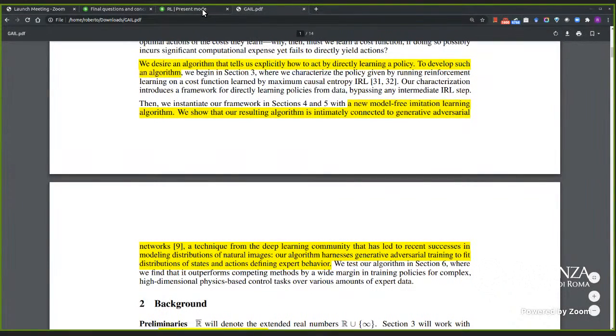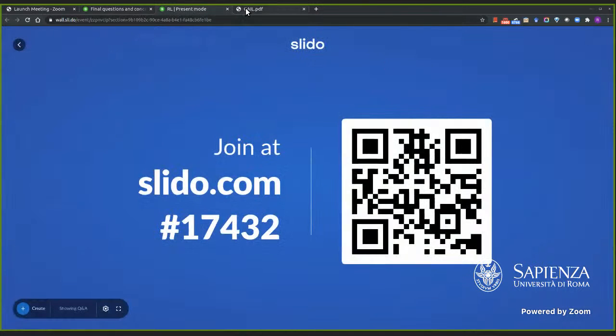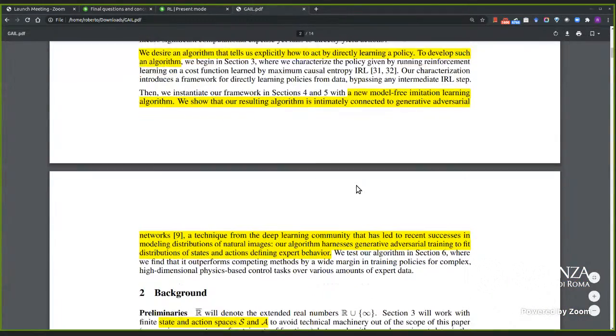So questions so far? Questions so far? Again, I just answered this question. Again, as I mentioned, the results of the homework will be published in 2 or 3 days. I've been correcting them the whole week. There are many students. I mean, it takes the time that it takes.